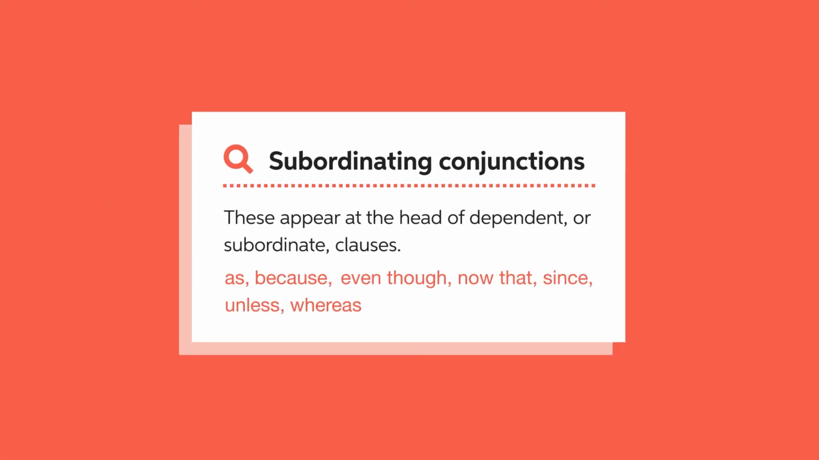Subordinating conjunctions appear at the head of dependent or subordinate clauses. Dependent clauses are clauses that cannot stand on their own as complete sentences. Subordinating words such as unless, whereas, and because show the relationship between a dependent clause and main clause in a sentence. The rule of how to punctuate subordinate words depends on which clause comes first in a sentence.